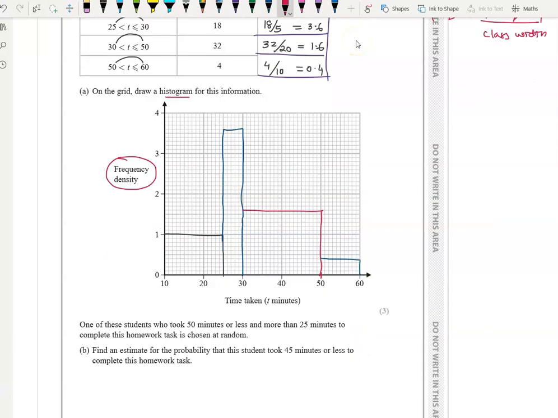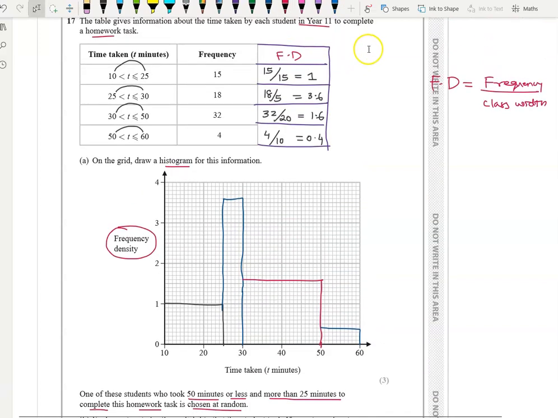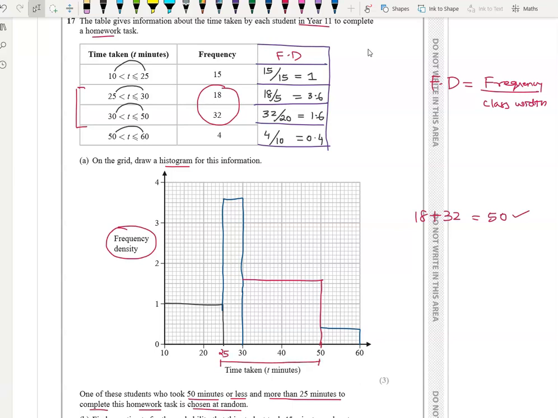One of the students who took 50 minutes or less and more than 25 minutes to complete this homework task is chosen at random. So we need more than 25 minutes and up to 50. So if you look at the table, more than 25 up to 50, we are talking about these two groups. So total is 18 and 32. So 18 plus 32. So there are total 50 students. We are selecting out of 50 students. So from 25 up to 50, you have 18 in this group, from 25 to 30. From 30 to 50, we have 32.